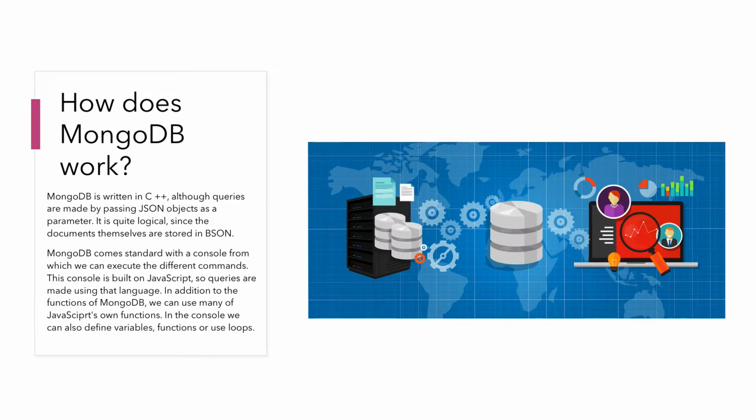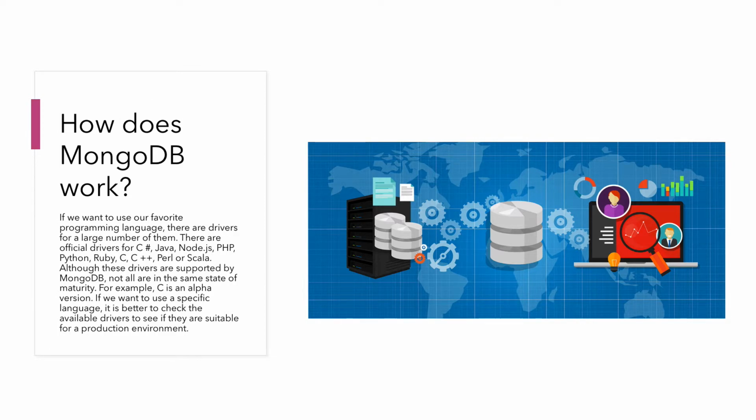How does MongoDB work? MongoDB is written in C++. Queries are made by passing JSON objects as a parameter. It is quite logical since the documents themselves are stored in JSON. MongoDB comes standard with a console from which we can execute the different commands. This console is built on JavaScript, so queries are made using that language. In addition to the functions of MongoDB, we can use many JavaScript functions. In the console, we can also define variables, functions, or use loops.